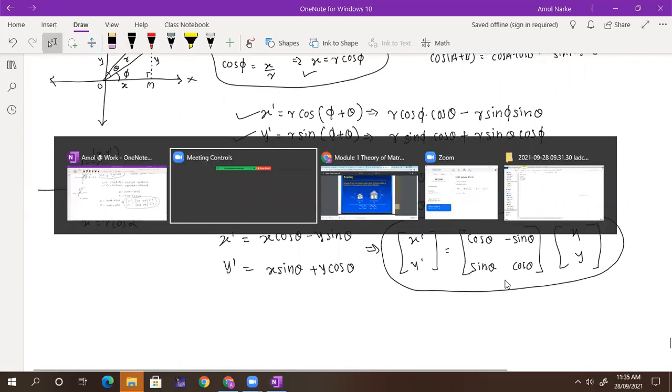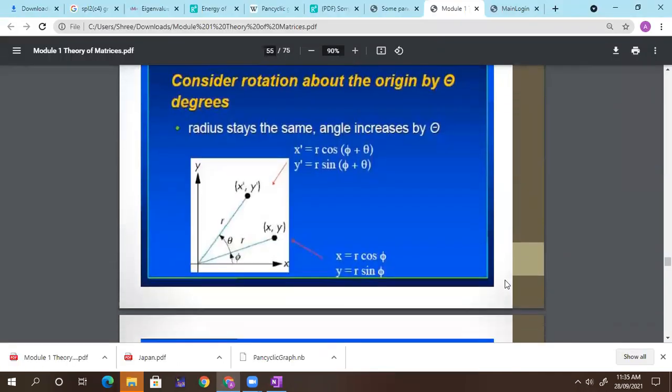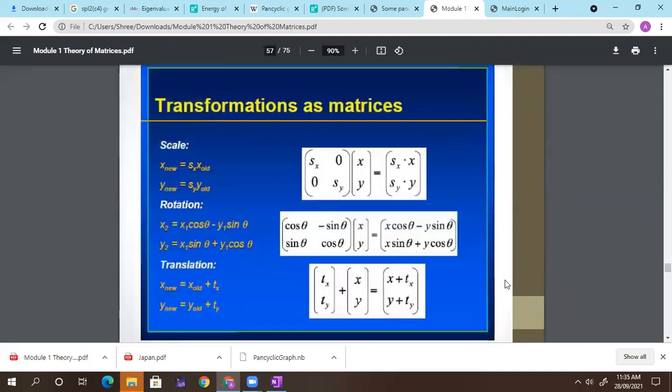See, you have rotation here also. So this is what I have explained to you, and these are the 3 important matrices. For scaling, you will get a diagonal matrix with sx and sy. For rotation, this is nothing but the 2-dimensional rotation matrix. And for translation, you have x and y plus tx, ty. You add tx and ty to x and y, and you will get the translation.